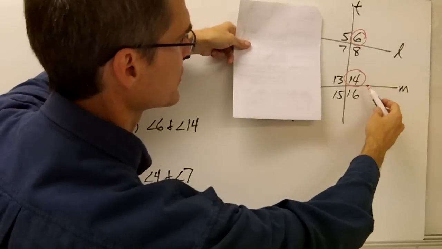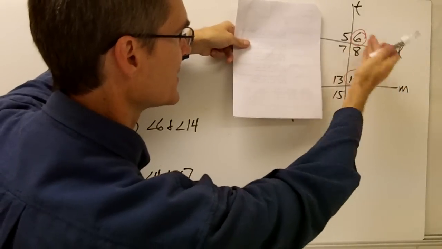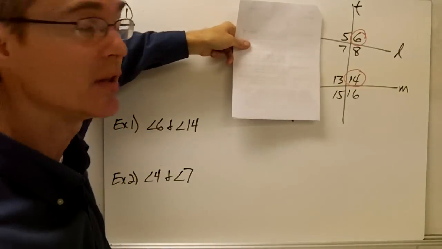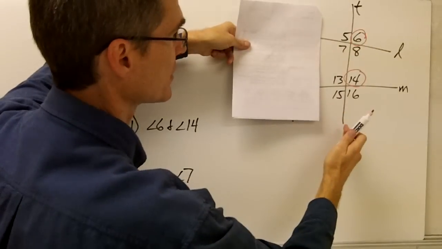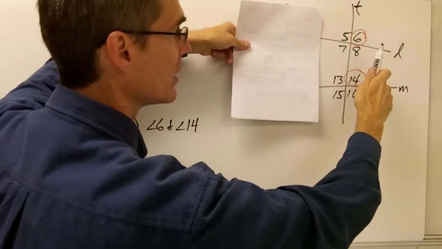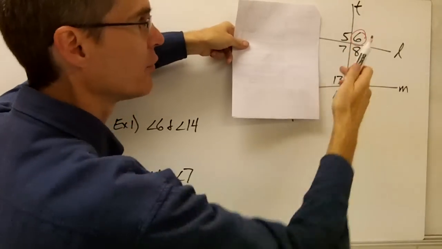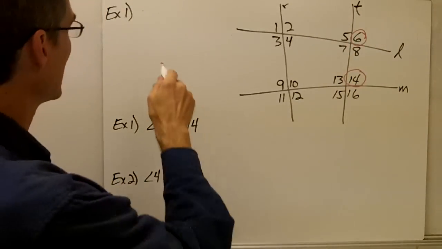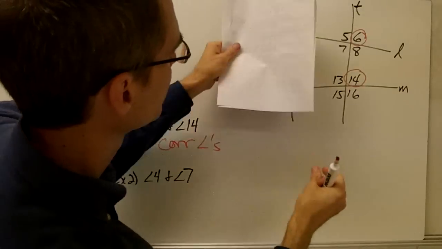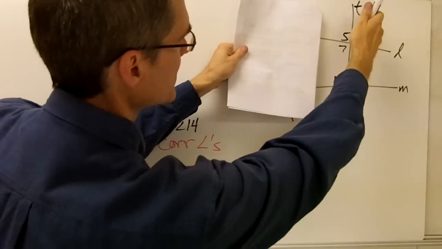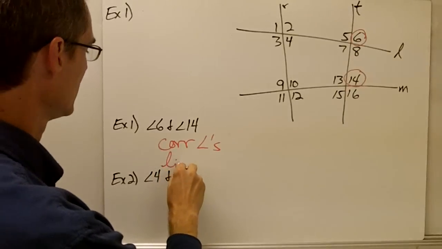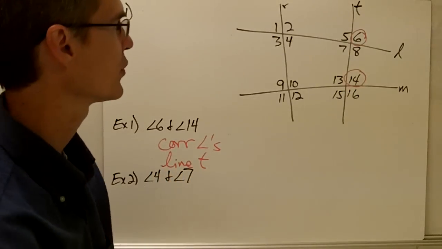So for these 2 angles, angle 6 and angle 14, I notice that they are on the same side of the transversal. My transversal in this case is going to be the line that intersects the other 2 lines. So that's T. Both of these angles are on the same side of the transversal. I've got one interior and one exterior. They don't form a linear pair, so these must be corresponding angles. And once again, my transversal in this case is line T because that's the line that is intersecting these 2 lines.